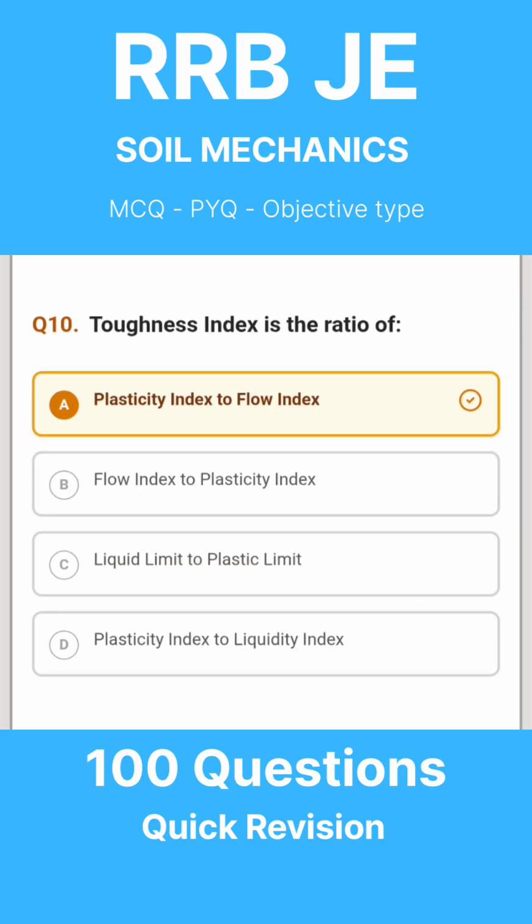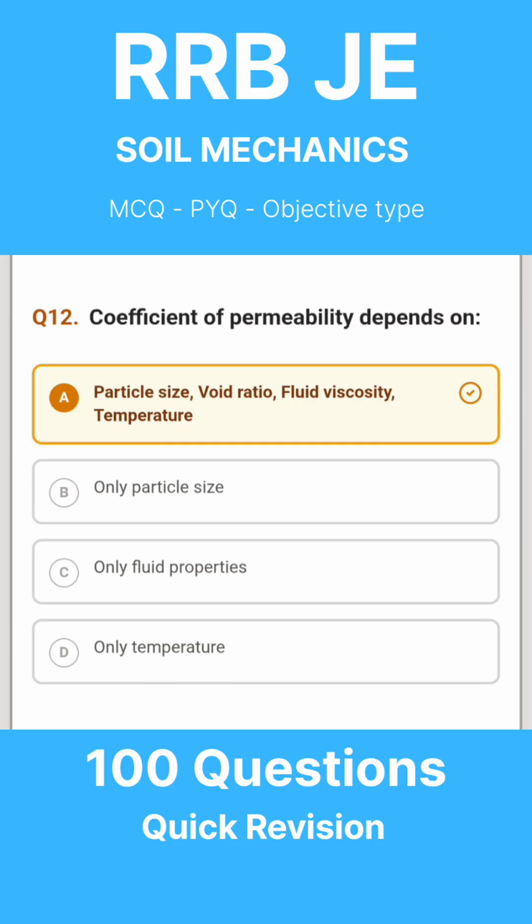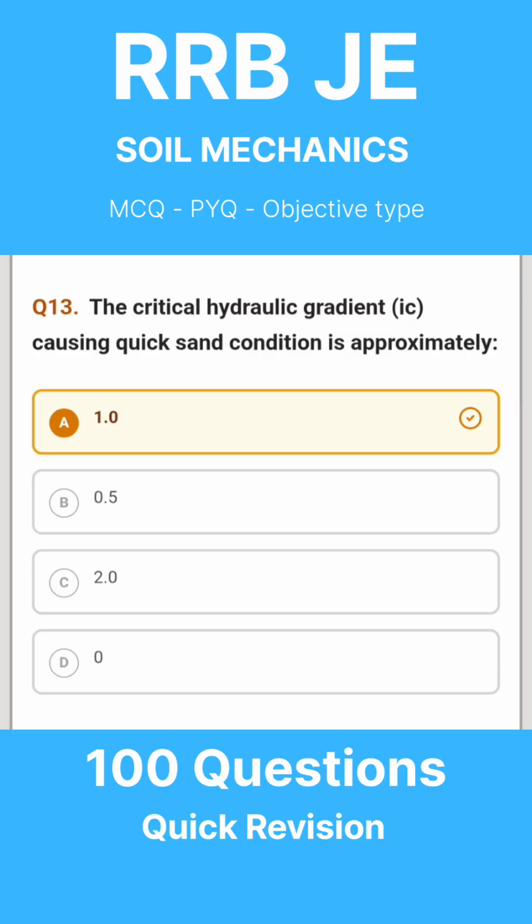Question 10. Toughness index is the ratio of. The correct answer is plasticity index to flow index. Question 11. Darcy's law for flow through soil is valid for. The correct answer is laminar flow. Question 12. Coefficient of permeability depends on. The correct answer is particle size, void ratio, fluid viscosity, temperature. Question 13. The critical hydraulic gradient IC causing quicksand condition is approximately. The correct answer is 1.0.